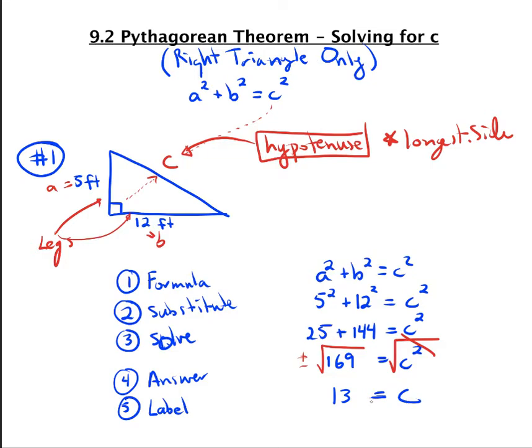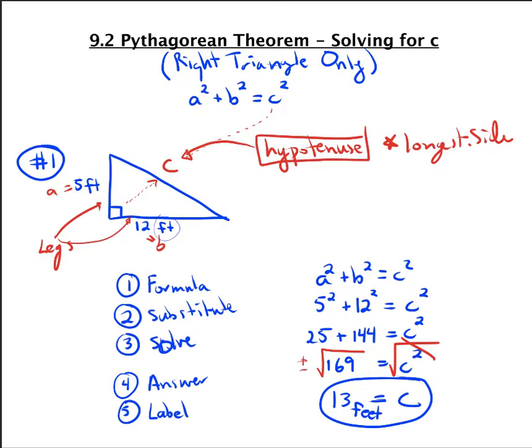So the side C is 13, which is our answer, but now we need a label, so I'll look back up here and find that it is feet. So I'll put 13 feet as my answer and circle it, and there are the steps. The formula, substitute, solve. Remember, undo the squared with the square root, and remember you have to do it to both sides, and then answer and label. For another example, example number 2, we use those same steps, but this one's a little bit different, so our triangle is going to go a little bit different.